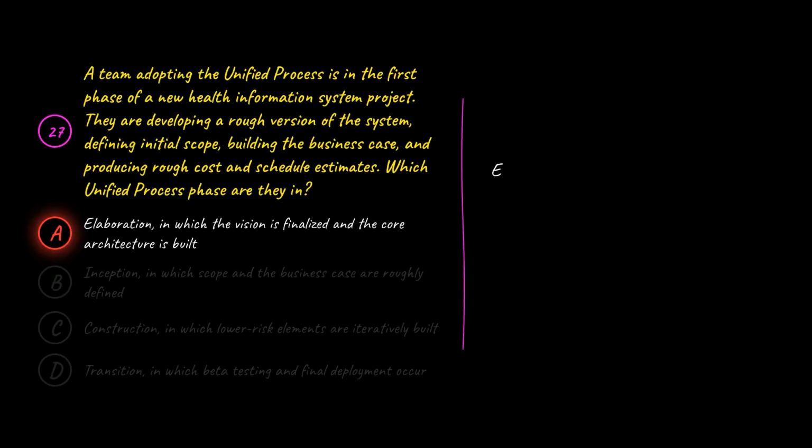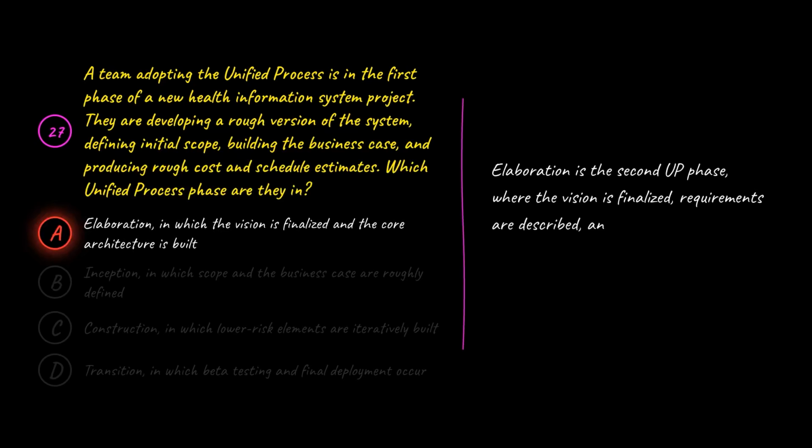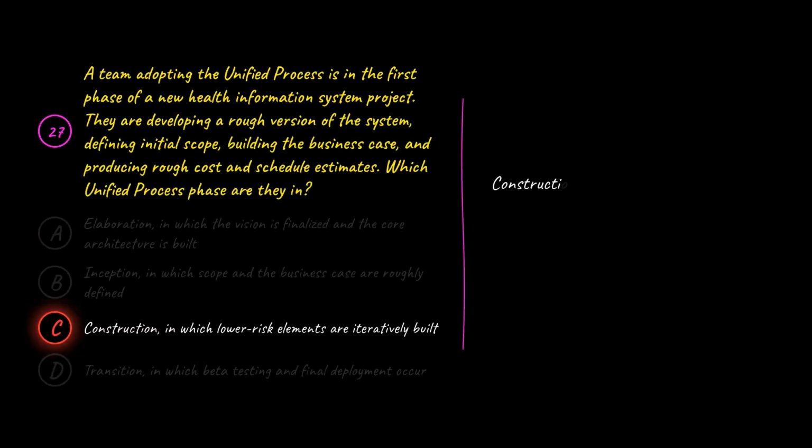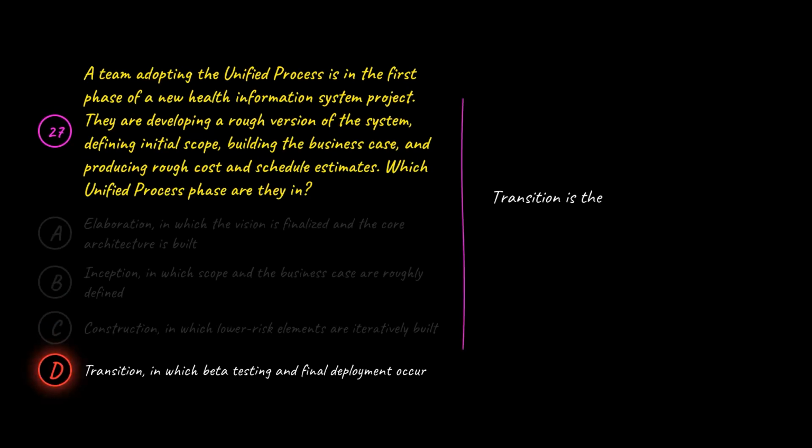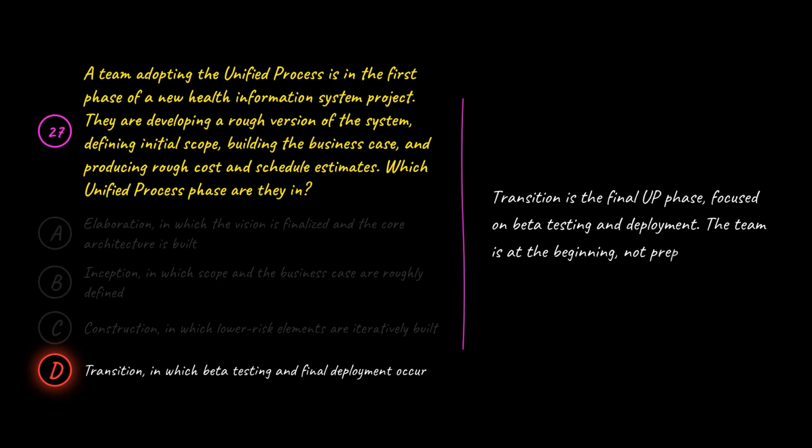A is wrong because elaboration is the second UP phase, where the vision is finalized, requirements are described, and the core architecture is built. The team has not progressed that far. C is wrong because construction is the third UP phase, when lower risk elements are iteratively built. The team has not even fully scoped the work yet. D is wrong because transition is the final UP phase, focused on beta testing and deployment. The team is at the beginning, not preparing to ship.